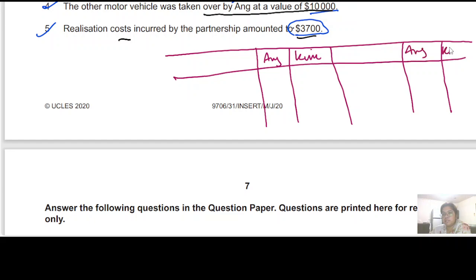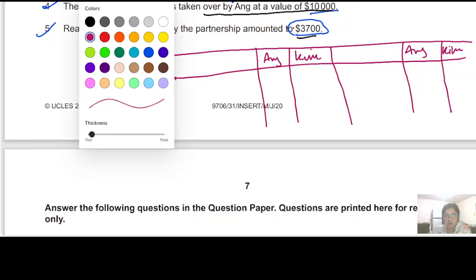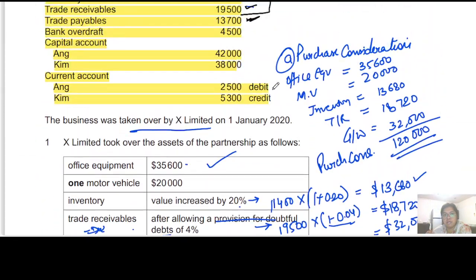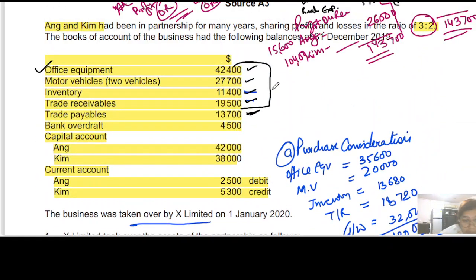Ang and Kim. Okay, so first of all, in the partners' capital account, in the question you have to search for the capital. What capital is given to you in the question? Yes, it is given here. You have the capital balance and the current account balance also. So it's better we make the partners' capital account here.